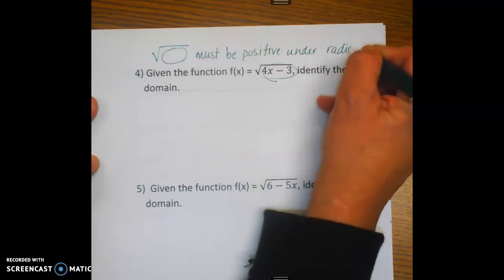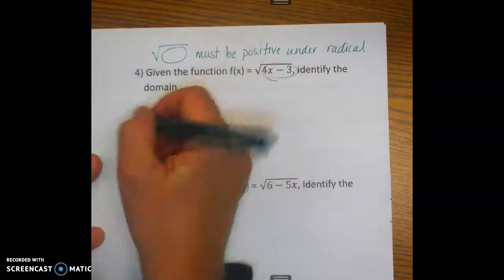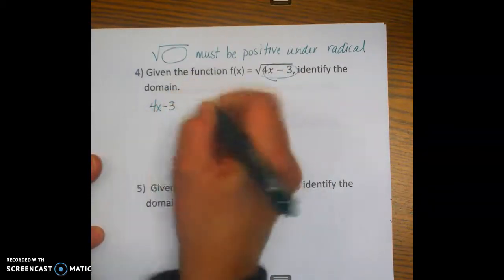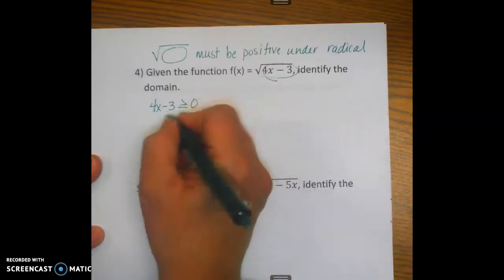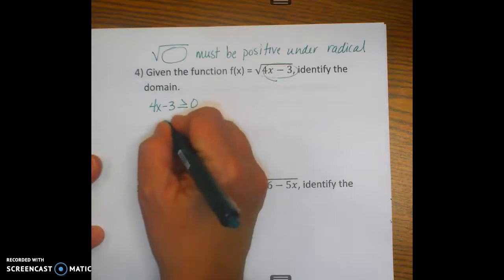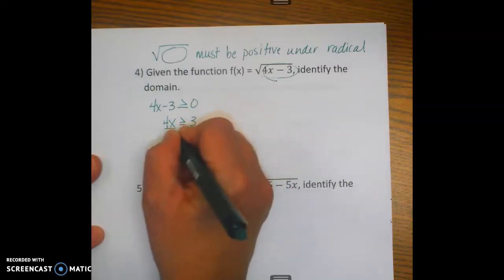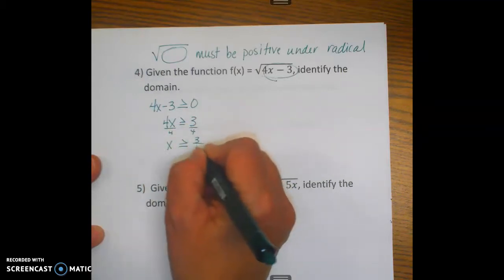If it's in the denominator, it cannot equal 0. If it's under a radical, then whatever's under the radical, in this case 4x minus 3, has to be positive, which means it has to be greater than or equal to 0. And then I solve for x. So I add 3, so 4x is greater than or equal to 3. I divide both sides by 4. And I know my x has to be greater than or equal to 3/4.